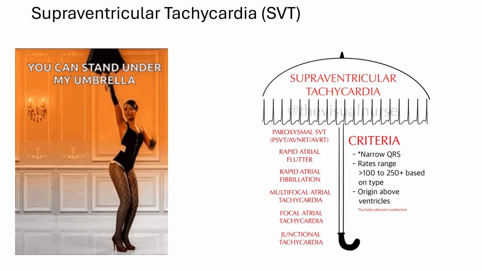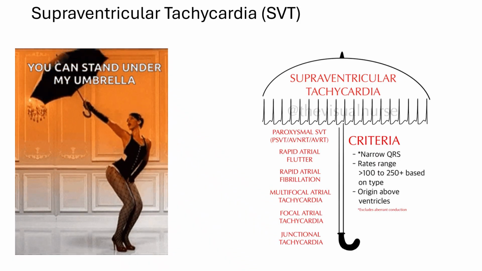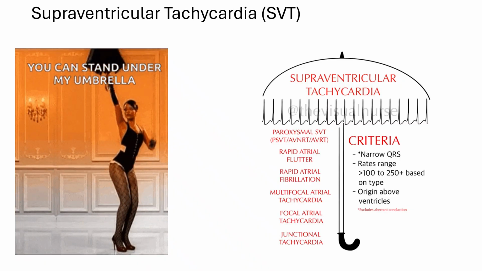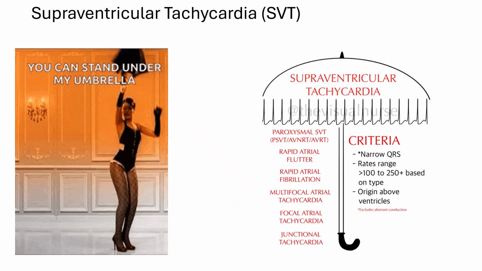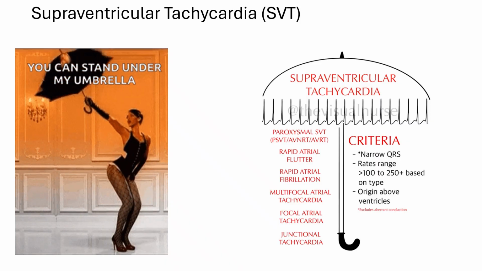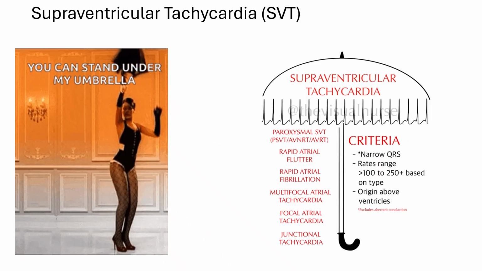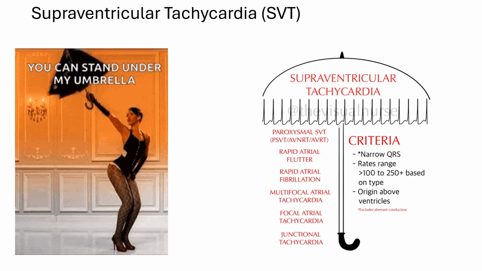But we just don't know what the P waves are doing. I can't see what's going on. I have no idea what this rhythm is. I just know that my QRS is normal. The patient may be in a flutter, they may be in AFib, they could be in atrial tachycardia, junctional tachycardia. We just know that our QRS is normal.